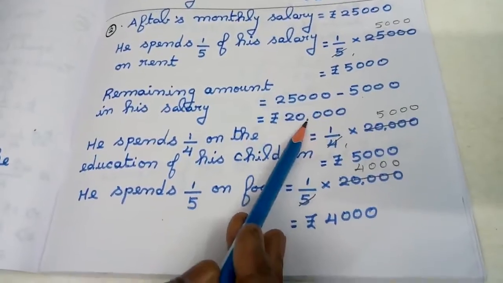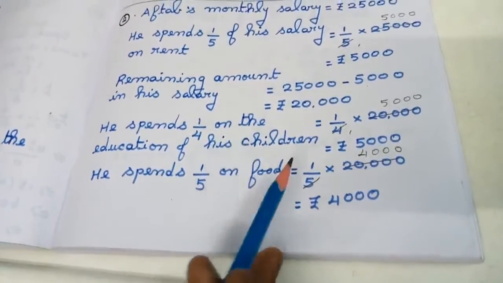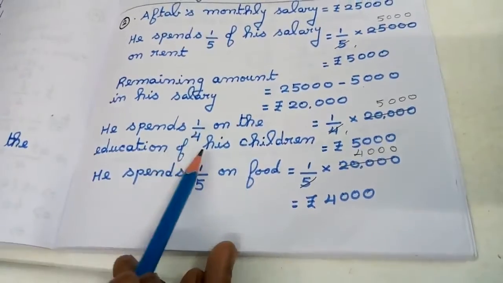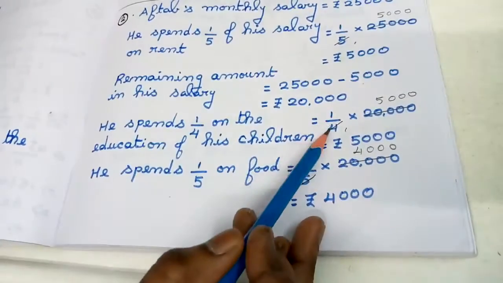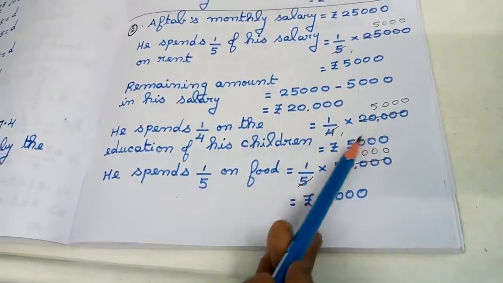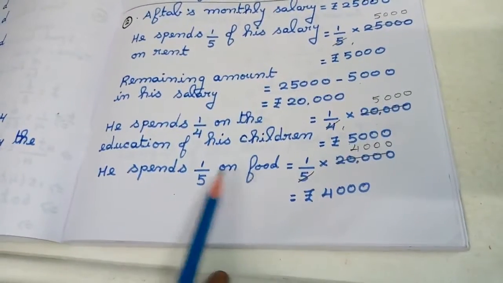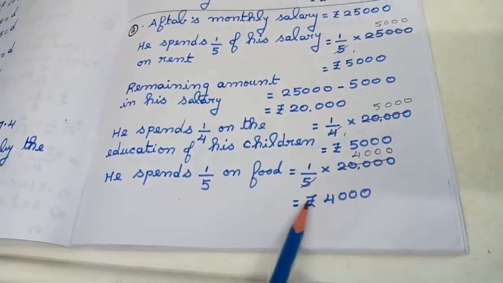Out of this, he is spending for his child's education and food. 1 by 4 on the education of his children means 1 by 4 into 20,000. So from the remaining amount I am going to calculate. For education he is spending 5,000, and for food, 1 by 5 into 20,000, he is spending 4,000.